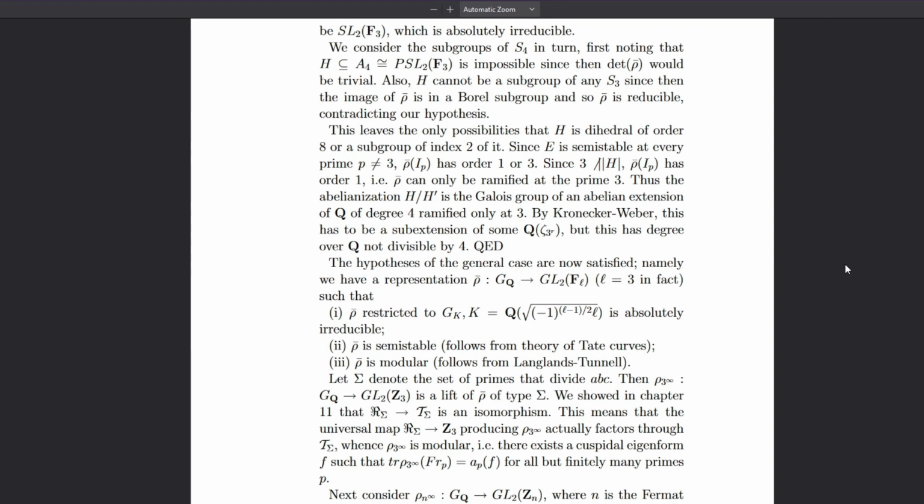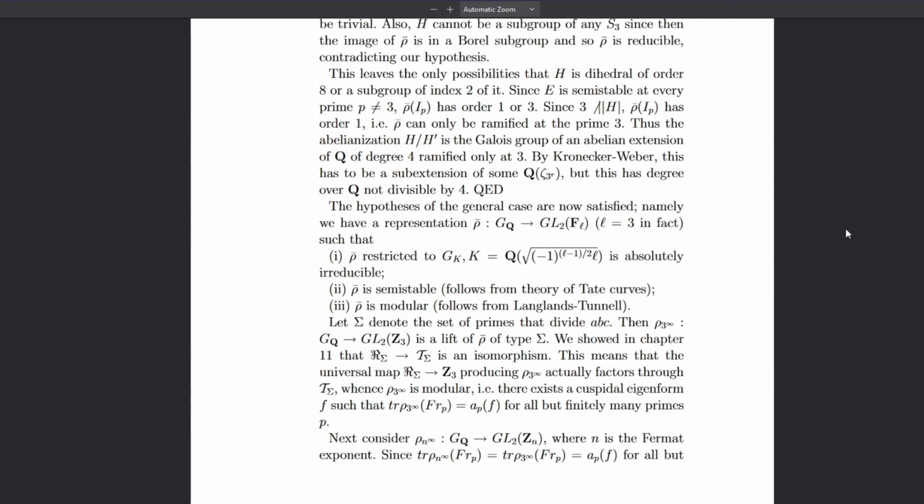The hypotheses of the general case are now satisfied, namely that we have a representation rho bar from G_Q to GL2 F_L, where L is in fact 3, such that rho bar restricted to G_K, where K is specifically chosen, is absolutely irreducible. And rho bar is semi-stable, which follows from the theory of Tate curves, and rho bar is modular, which follows from Langlands-Tunnell.